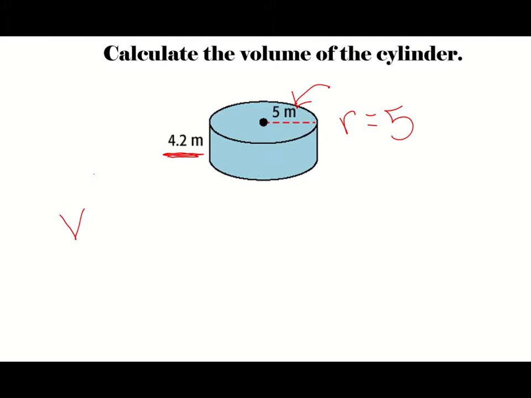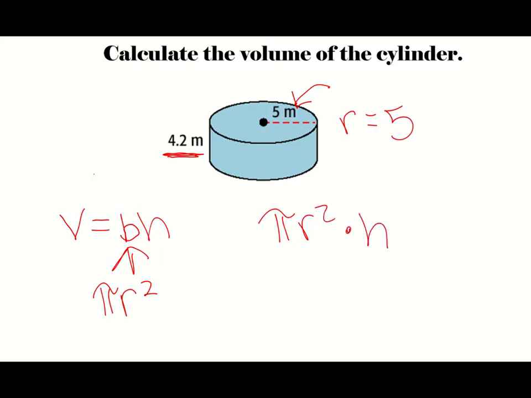So I'm going to write down the formula that we're using. V equals base times height, keeping in mind that this base is pi r squared. So I'm going to write pi r squared, which is the base, times height. And now let's fill in the numbers that we know. Pi, we're going to be using 3.14. And then the radius is 5. So I'm just going to plug that 5 into the formula, and it's going to be 5 squared. And then I will take that times the height, which is 4.2.